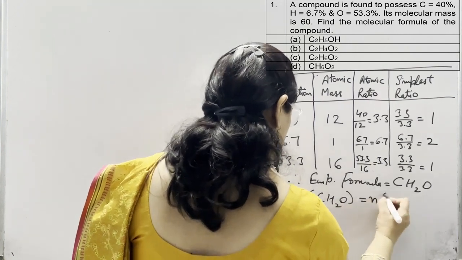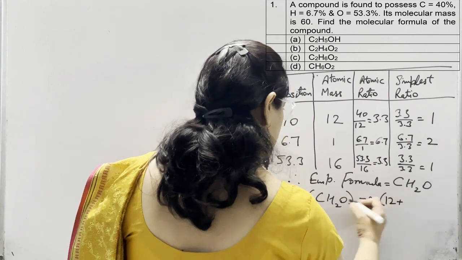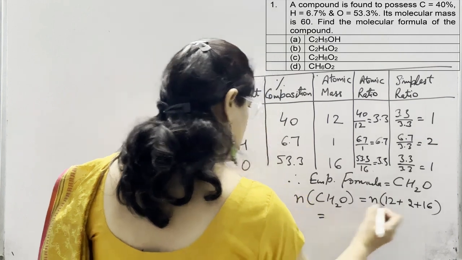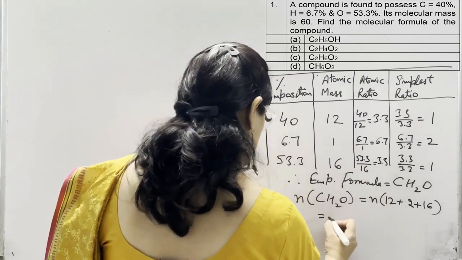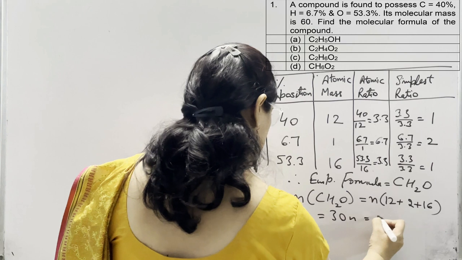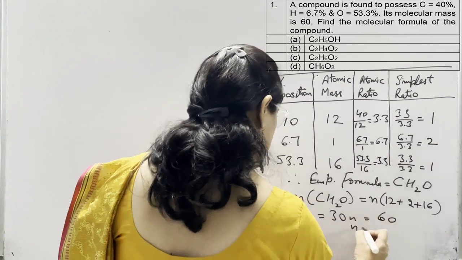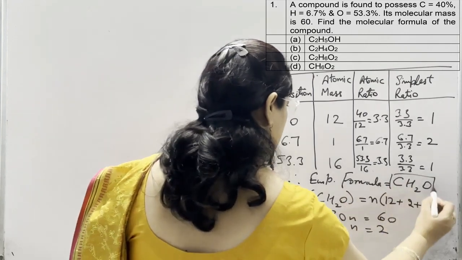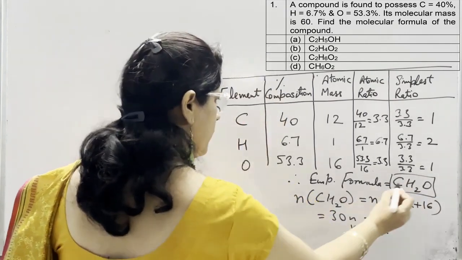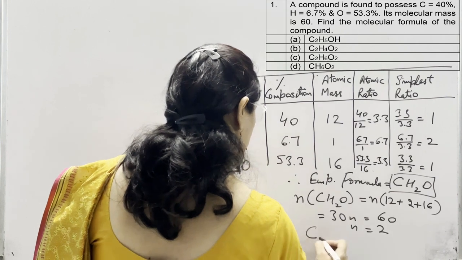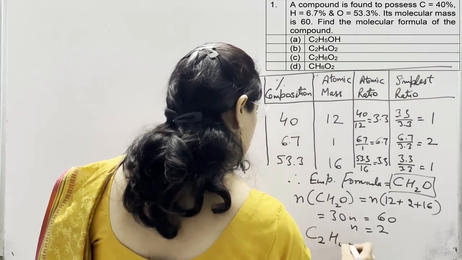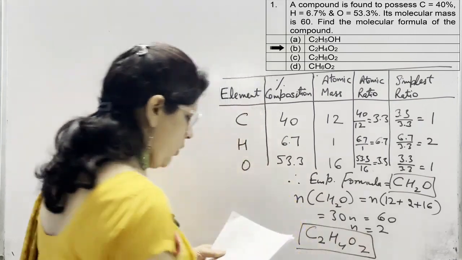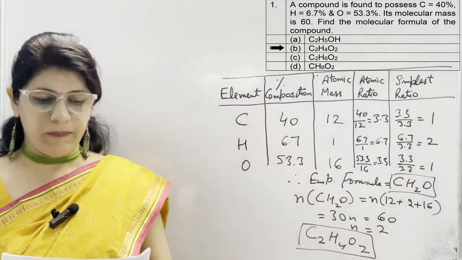And here we need to calculate also. For carbon it is 12, for hydrogen 2 into 1 it is 2 and for oxygen it is 16. It means 12 plus 2 is 14, plus 16 it means 30. And the molecular mass is given as 60. Therefore, n is equal to 2. We can easily calculate the molecular formula now by multiplying by 2: C2H4O2. So our correct answer is C2H4O2, which is option number B.